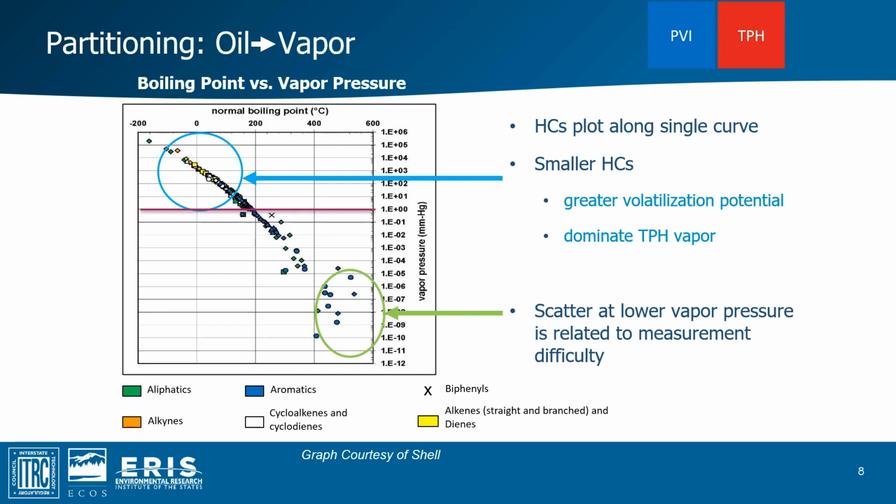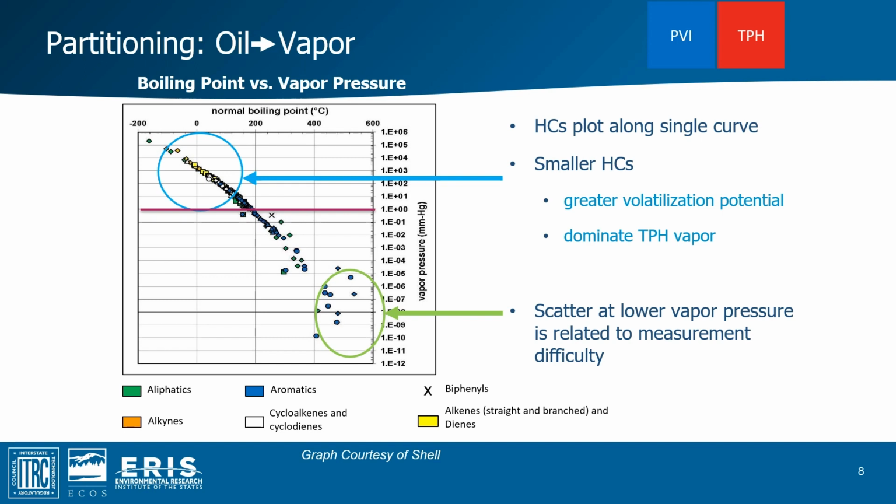If we were to plot boiling point on the x-axis and vapor pressure on the y-axis, we would see a single curve identifying those hydrocarbons with the greatest volatilization potential as those with the higher vapor pressures and lower boiling points. These hydrocarbons are circled in blue. It makes sense that these hydrocarbons would volatilize easily and end up in the vapor phase. EPA considers a chemical volatile if its vapor pressure is greater than or equal to 1 millimeter of mercury, which is the purple line on the graph.